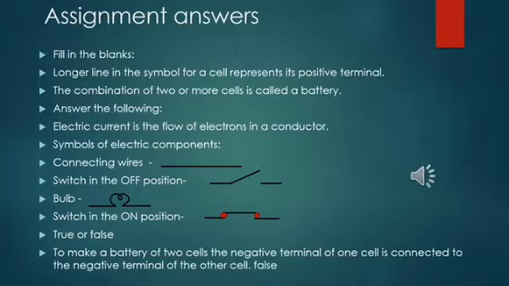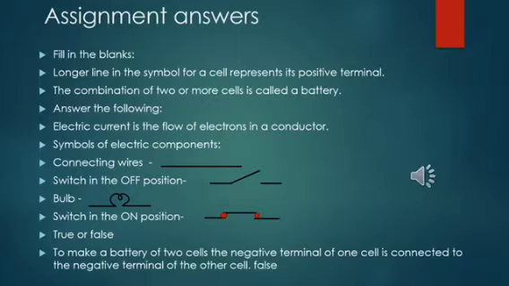The next one, answer the following. What is electric current, or define electric current? So if you want to define electric current, you can define it as the flow of electrons in a conductor, or you can also write flow of charges in a conductor. Okay, and it is specifically negative charges, that is electrons.